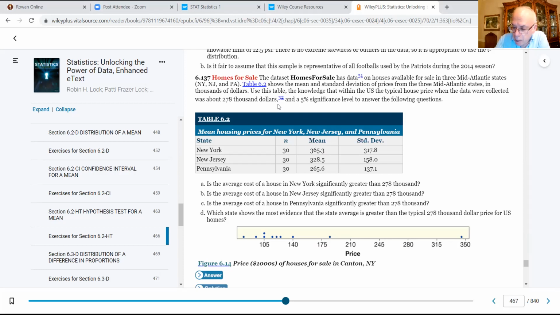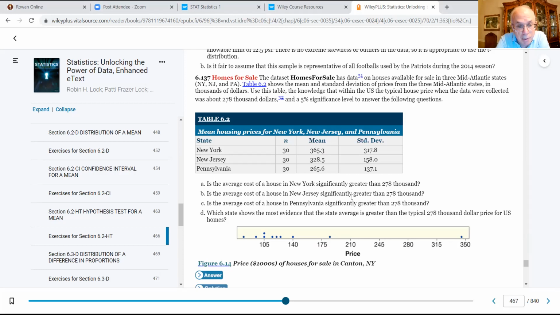Now, what is the alternative hypothesis? Well, they actually are writing them as 4 different hypothesis tests here. So let's look at part A. Is the average cost of a house in New York significantly greater than 278,000? So that would be mu is greater than 278, right? So that would be the alternative hypothesis.